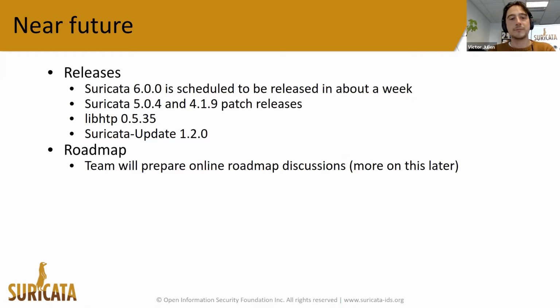Then when 6 is out, we'll probably spend a little bit of time further stabilizing it and responding to feedback from the community and fixing some bugs. So we'll have a 6.01 release probably about a month later. But at the same time, we'll really start focusing on what the roadmap of the next major release will be. And I'll get more into how you can participate in that roadmap discussion later.